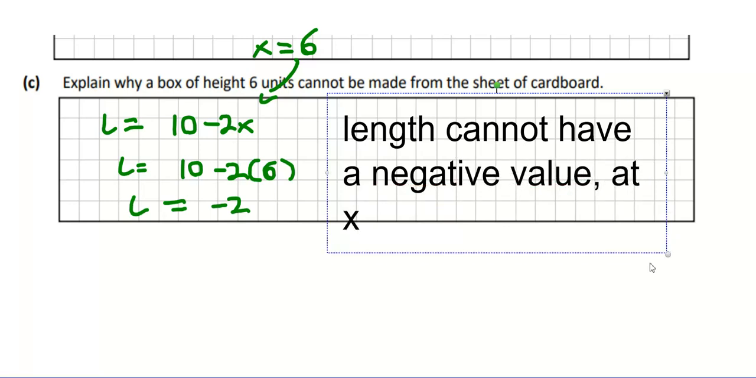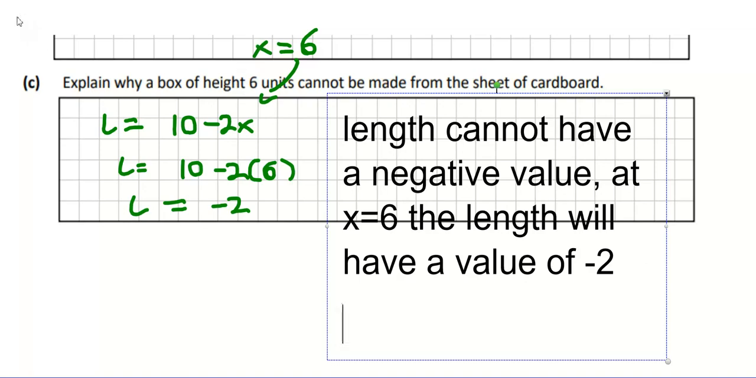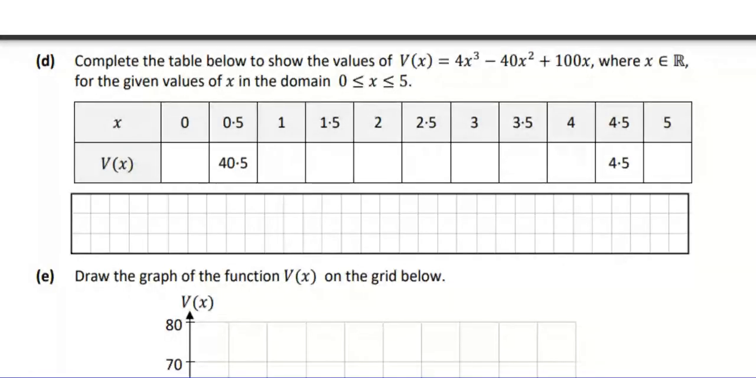At x equals 6, the length will have a value of minus 2. Okay, happy days. Let's move on to question D.